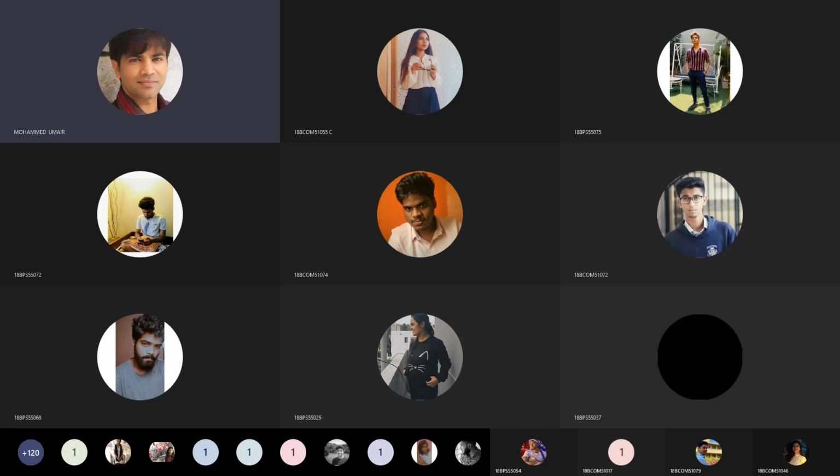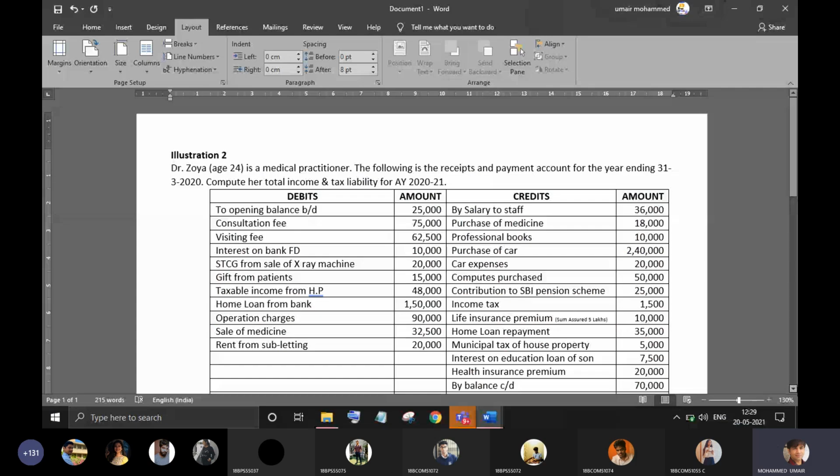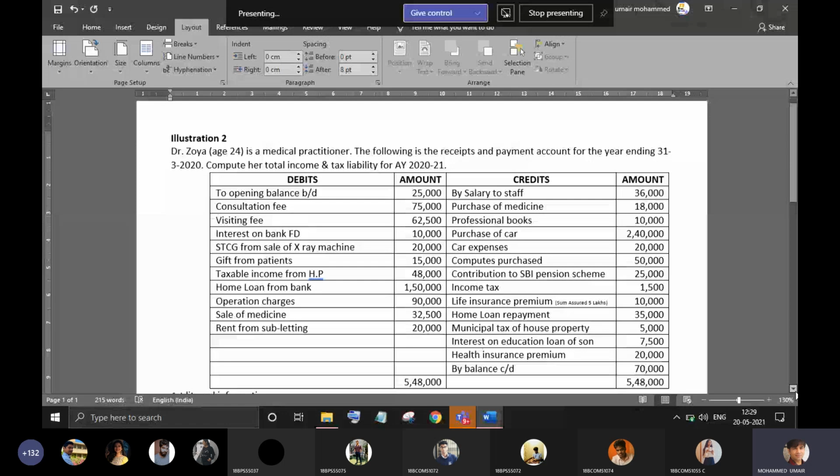So we will be doing a question now, which is from the first chapter, income from profession. This will be kind of a revision for you also, because here we are not just calculating income from profession. As you can see here, we have to also calculate total income as well as tax liability.